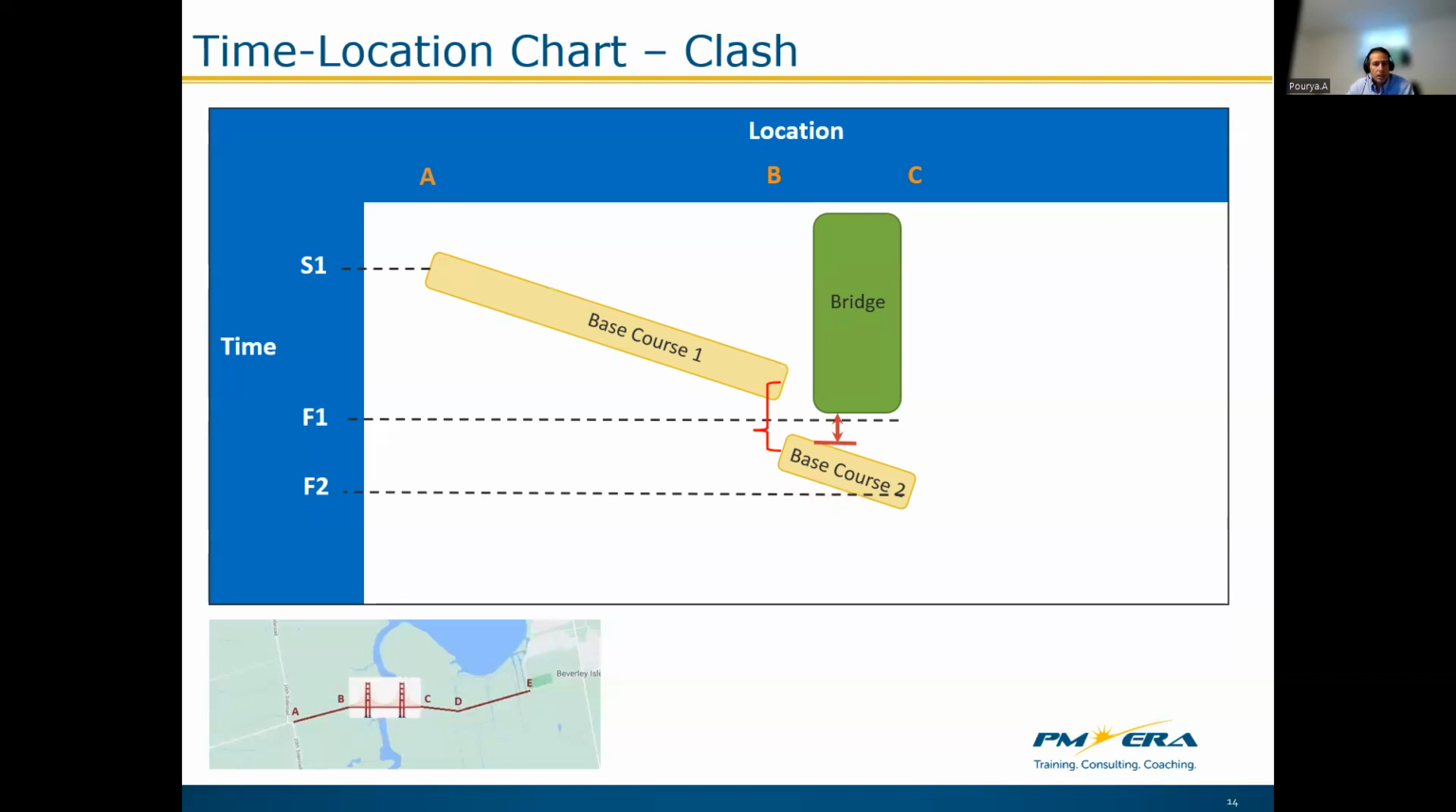Another option is that we shift the start of the base course activity to a later date. This also prevents the clash, but it may jeopardize the critical path should any delays happen to this activity.